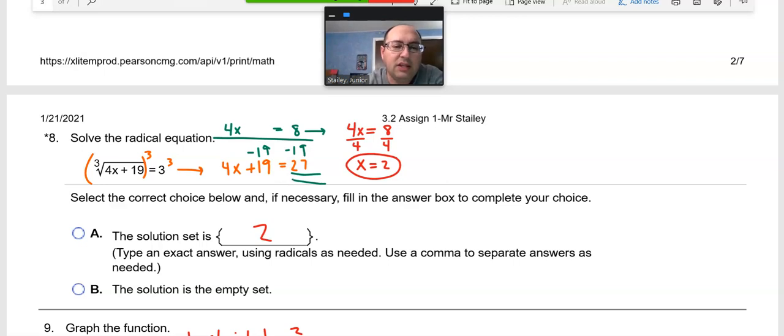Okay. And then I decided to subtract 19. I guess I kind of worked my way up this time. And that gave me 4x equals 8. Divide by 4, we get 2. So nothing terribly challenging there. Pretty straightforward stuff.